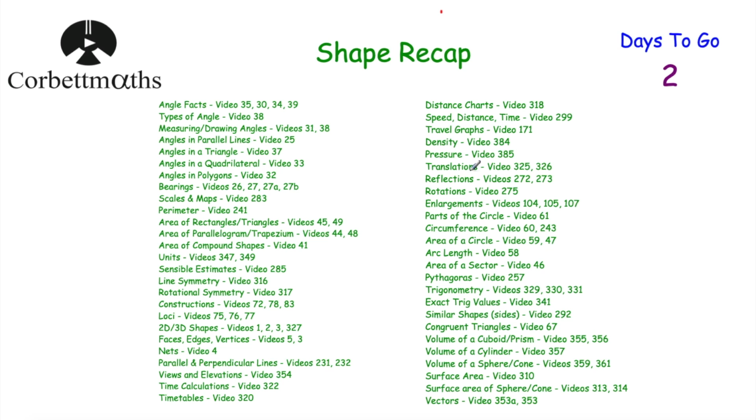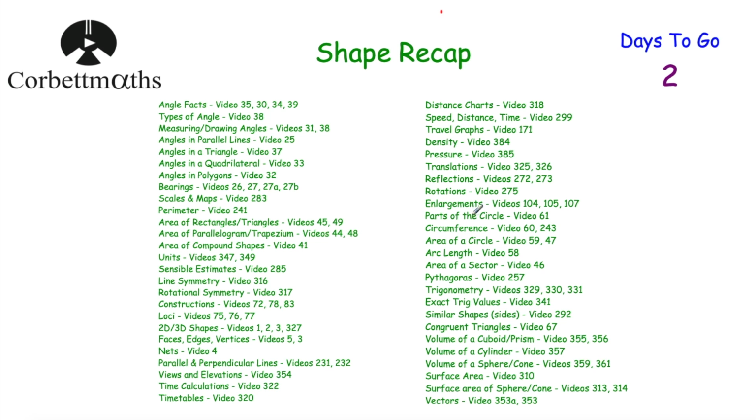Reflections, make sure you can reflect shapes in the x-axis, the y-axis, lines such as x equals 4, x equals minus 1, or y equals 3. Also the diagonal lines, y equals x and y equals minus x. Rotations, make sure you get that tracing paper and you can rotate shapes on grids. Enlargements, make sure you can mark on where the center of enlargement is on a grid and make sure you can enlarge shapes on grids.